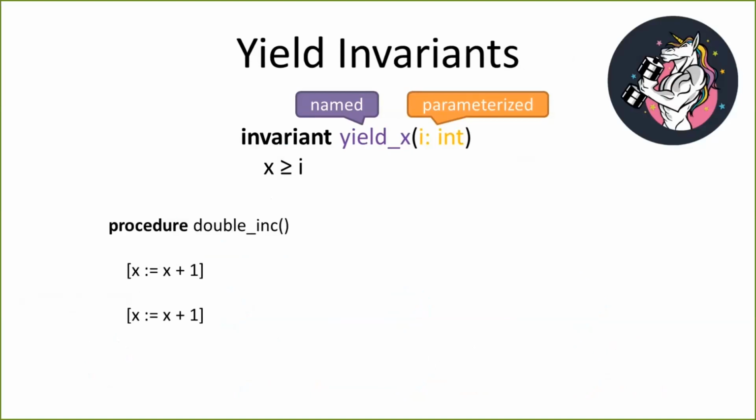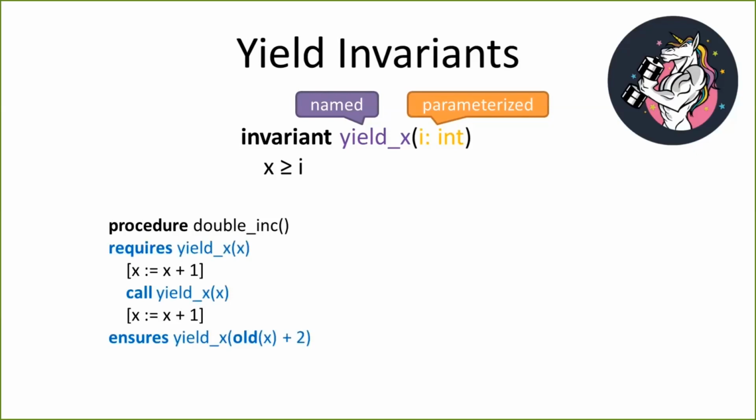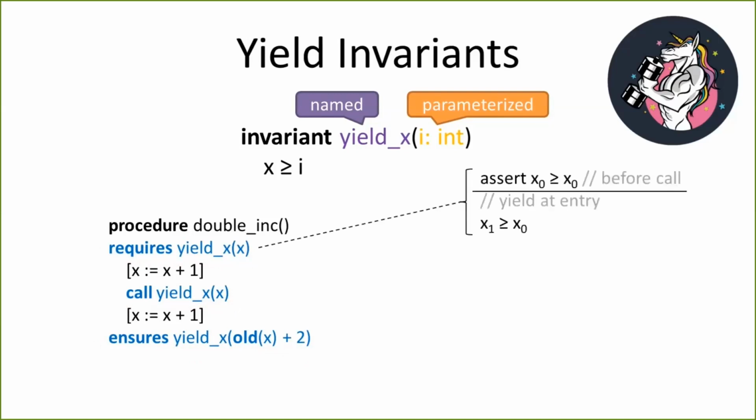Due to the parameter, the programmer can now invoke the yield invariant at different control locations to suitably control the interference possible from other threads. In particular, in procedure double inc, the yield invariant is called as a precondition, at the yield point between the two increments to x, and as a postcondition. Now, reasoning with this yield invariant works as follows. At the call to double inc, the caller establishes the precondition by passing the current value of x, let's say x0, as the parameter to I. After accounting for an interference point that changes the value of x, the yield invariant guarantees that the new value of x, let's say x1, is greater or equal to the previous value x0.